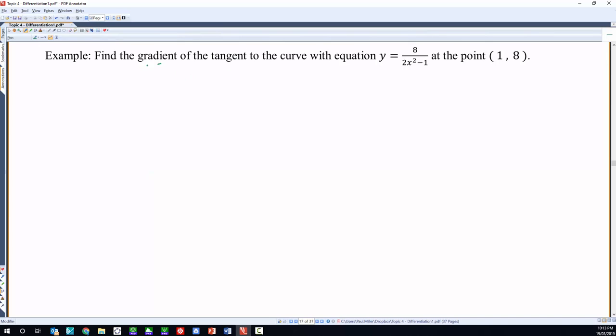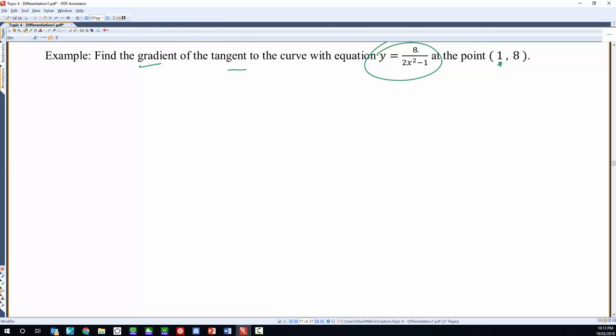Okay, finding the gradient of the tangent to the curve, and this is the curve, and we want to do it at the point where x is equal to 1. So how do we find the gradient of the tangent? Well, remember that if we find the gradient function or the derivative of this, that will be the gradient function, and then we're just going to simply put x equals 1 into the derivative to work out what the gradient of the tangent is at that point. So I need to derive this.